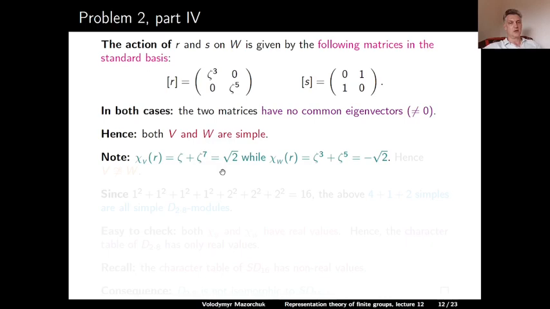But this is now the root of 2. There is no i here, because zeta to the power 1 plus i divided by root of 2, and zeta to the power 7 is 1 minus i divided by the root of 2. If we add them up, we get root of 2. And the evaluation of the character of W at r is the sum of zeta to the power 3 and zeta to the power 5, which is minus root of 2. So in particular, it follows that V is not isomorphic to W.